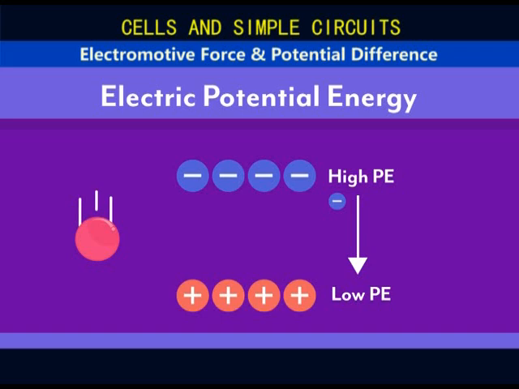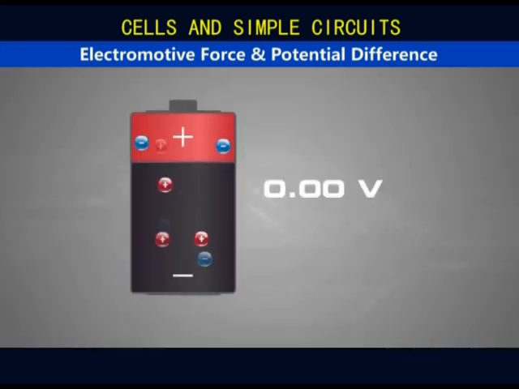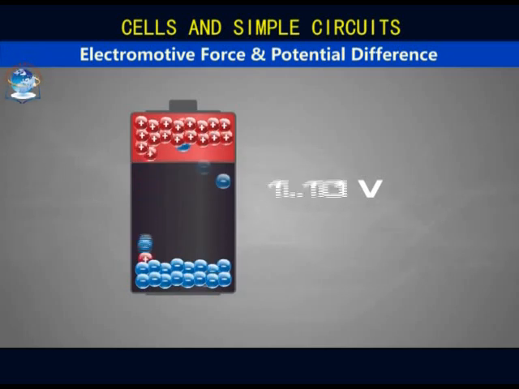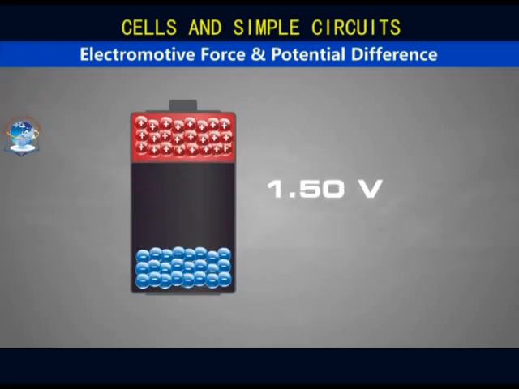This is how a cell or a battery creates an electrical potential difference, by separating the positive and negative electric charges. The electrical potential difference is measured in volts and is also called voltage.